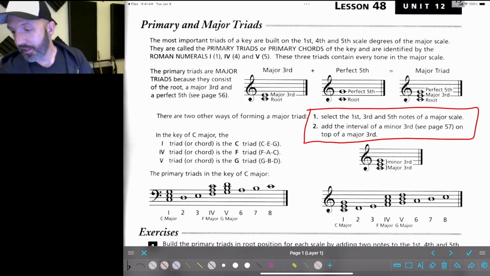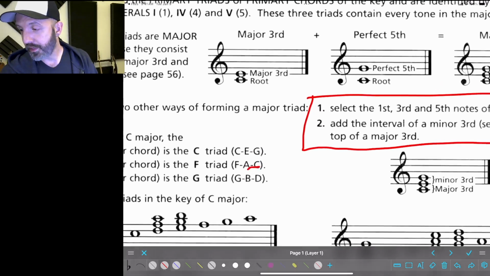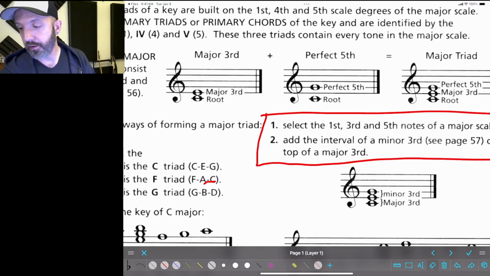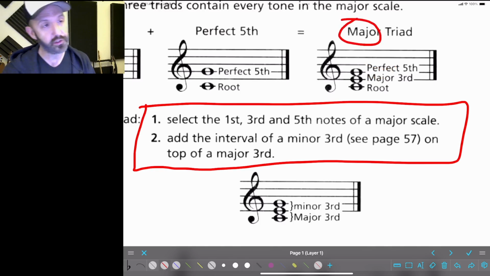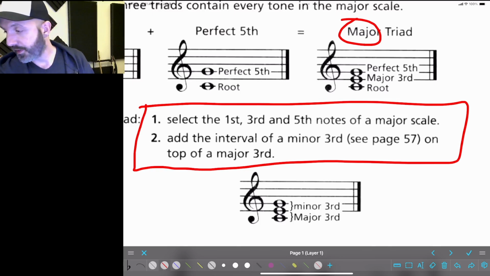So the first one is kind of what we did on the last sheet, where you're building the root to the third. Everything's measured from the bottom up. So the bottom note, so major third plus a perfect fifth. Hence, kind of what we were doing on the last sheet. We were just saying the third and the fifth. Well, now they're clarifying it because we're getting into the quality of a chord. So it's a major triad. So specifically, that major triad is going to have a major third.